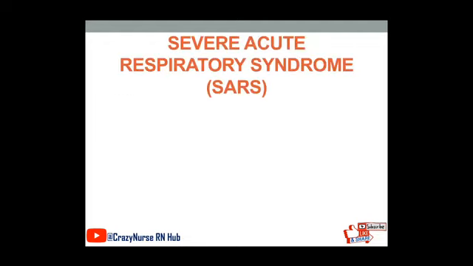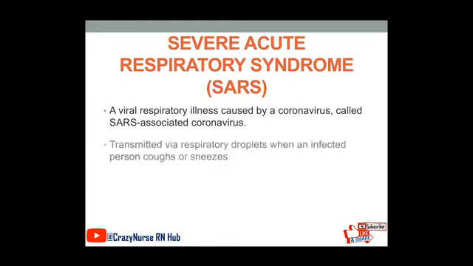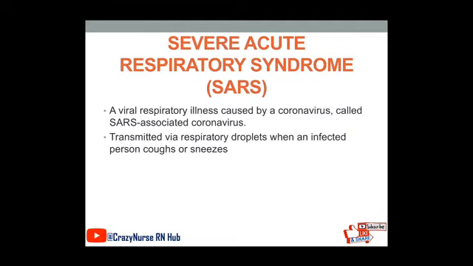Now let's proceed to severe acute respiratory syndrome, or SARS. It is a viral respiratory illness caused by a coronavirus called SARS-associated coronavirus. It is transmitted via respiratory droplets when an infected person coughs or sneezes. It can be transmitted via infected surfaces or objects also.